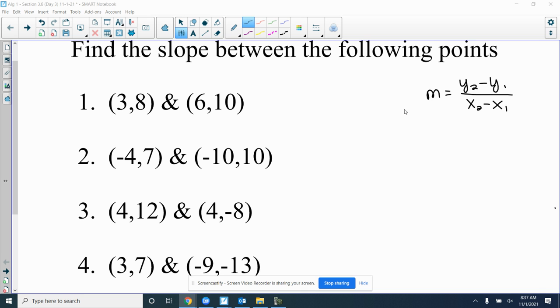Can we give you another minute, then we'll start doing these, guys. If you don't finish, that's all right. Y2 minus Y1. Make sure your Y's are on top, X's are on the bottom.